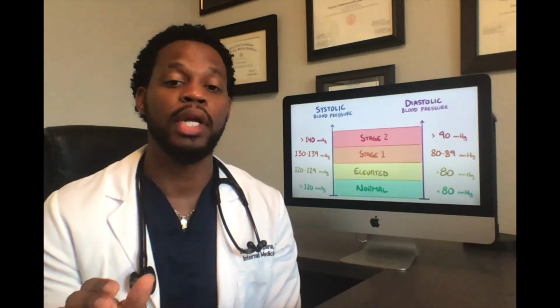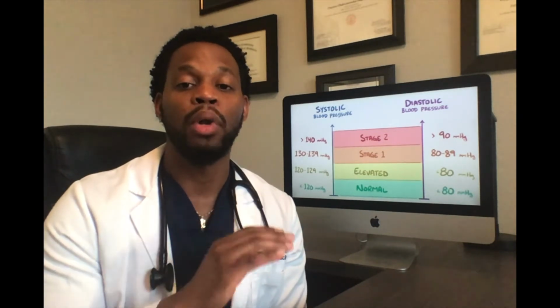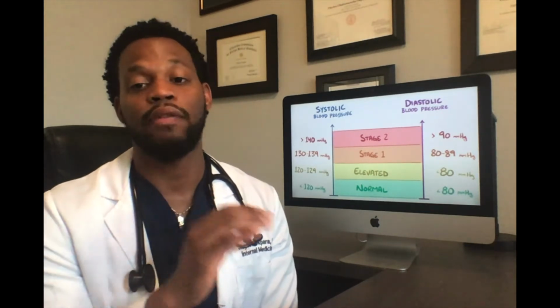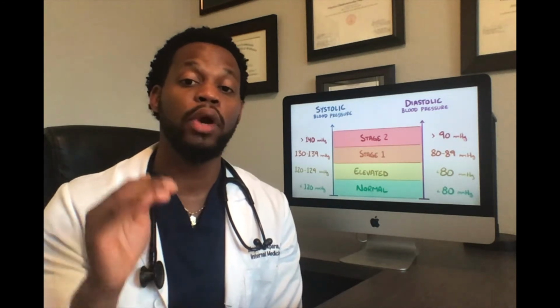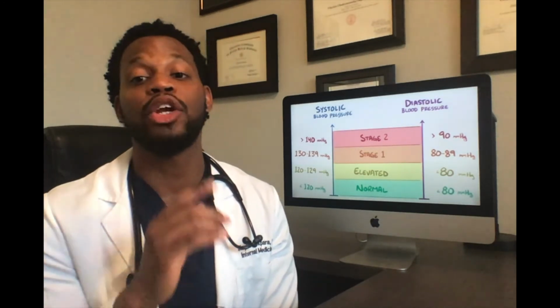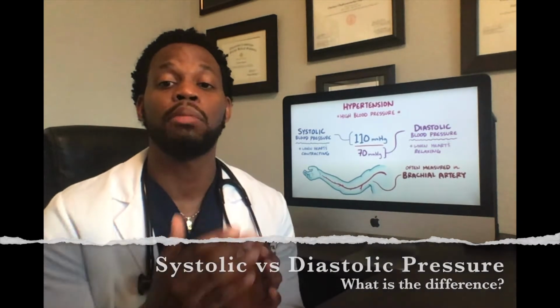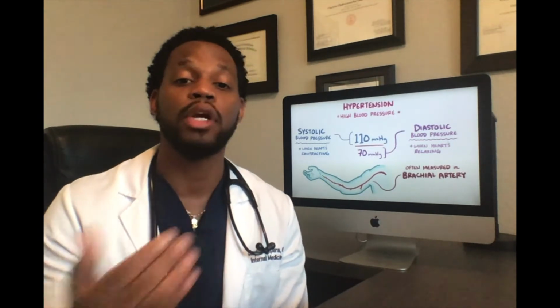Elevated or pre-hypertension is 120 to 129 with a 80 or below diastolic. Now, stage one, that is 130 to 139 systolic and a diastolic of 80 to 89. Now, stage two, that's where your blood pressure is 140 or higher systolic or greater than 90 diastolic. Now, what is systolic and what is diastolic? Systolic is basically the pressure from your heart contracting, pushing blood through your arteries. Diastolic is the pressure filling your heart before the contraction.